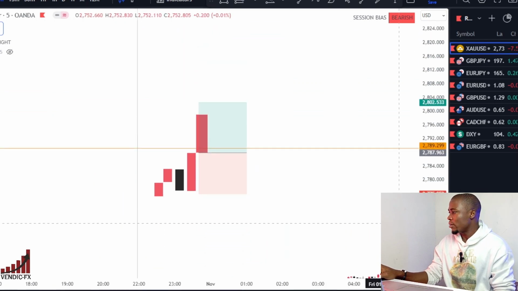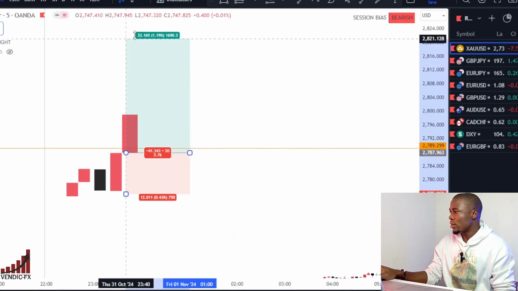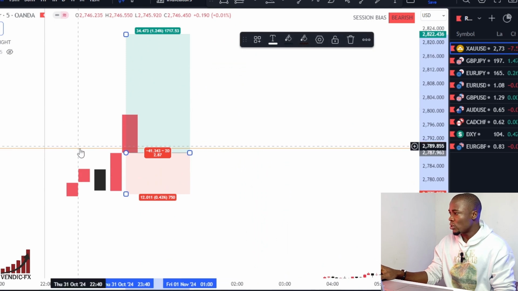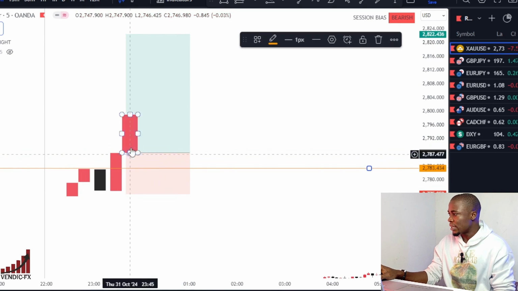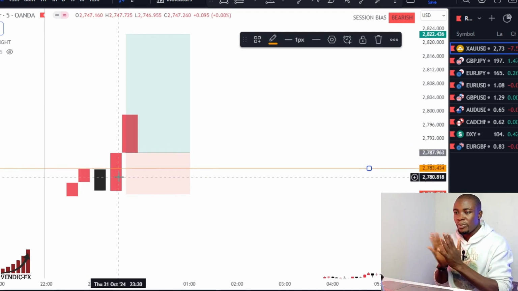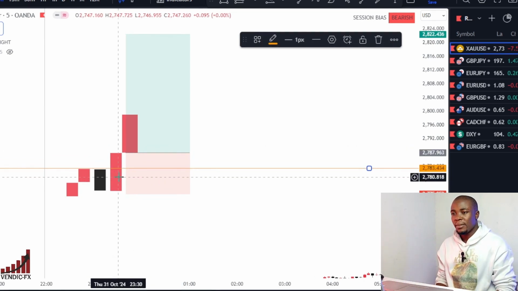This is setup one. And where was the support? This was the support, being broken by this candle. So when a candle breaks above the range, this is it. Simple. So this is setup one, and it will really help you. If you backtest this, you will see the result.